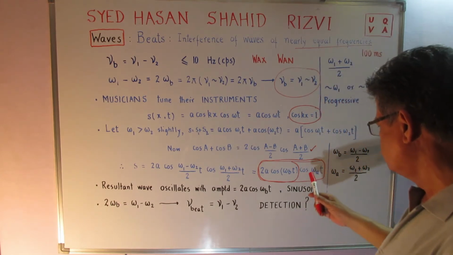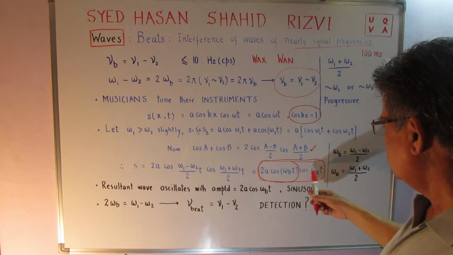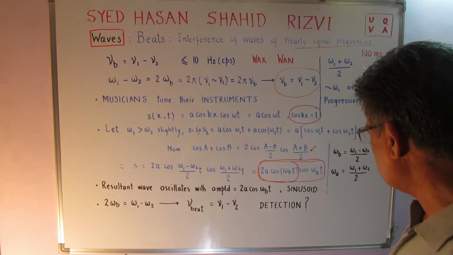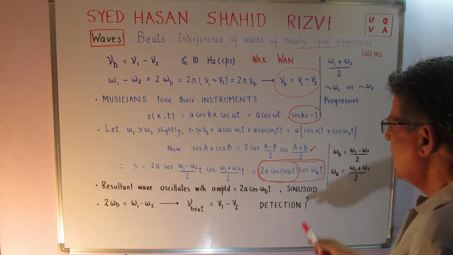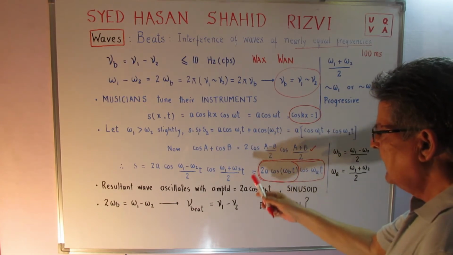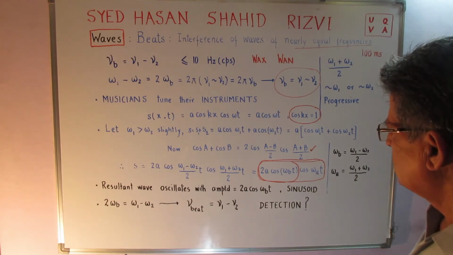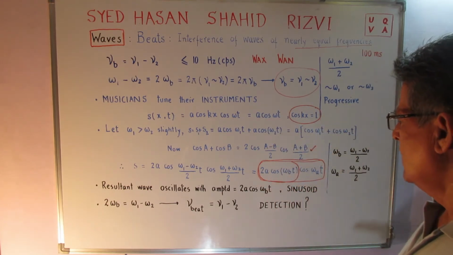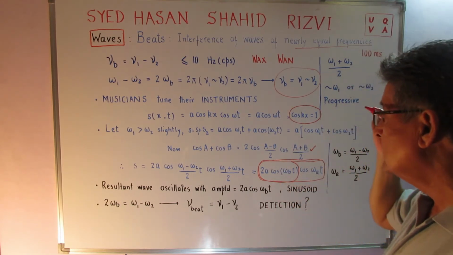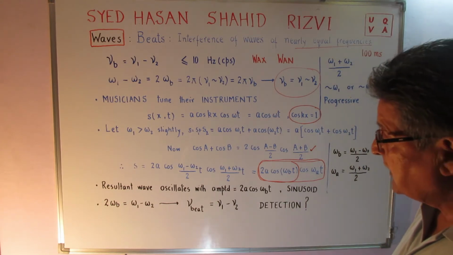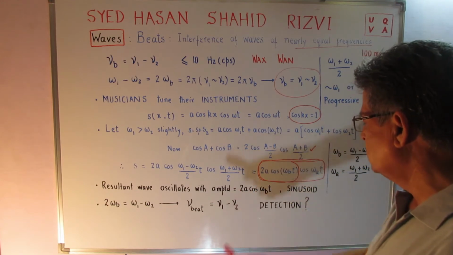So let us see. This is a traveling wave with angular frequency omega a, given by (omega 1 plus omega 2) by 2. And this I have shown here. This is the amplitude, which is time dependent, which is sinusoid. So the resultant wave oscillates with an amplitude 2a cos of omega b into t.